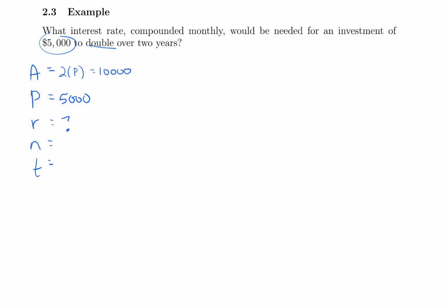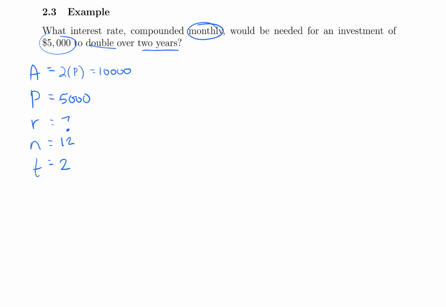What interest rate is going to do this for us if it's compounding monthly? Monthly tells us that N is 12 and the time is 2 years. Just looking at this right now, we want to double $5,000 in 2 years. This interest rate is going to have to be crazy high. This is completely unrealistic for something that you could get from a bank. But we can go ahead and do this, and mathematically find the interest rate.